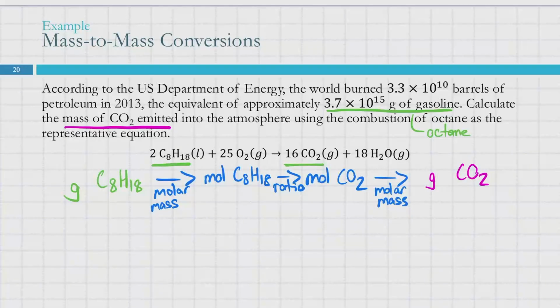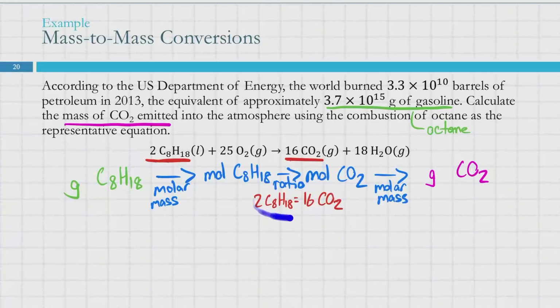I'm going to switch those colors. Those are the two things we care about. We're going to pull those out, and that's what we make our ratio with. So the thing we're starting with, the thing we're ending with, we pull out the coefficients with them. That's how we make our conversion factor. So our ratio step, 2 C8H18 equals 16 CO2. That's going to be our ratio step, our stoichiometry step. This is what we're going to use to do the conversion. We're going to have to make a conversion factor form out of that.